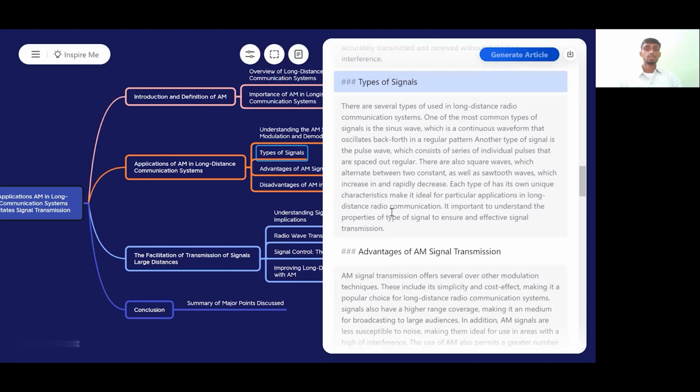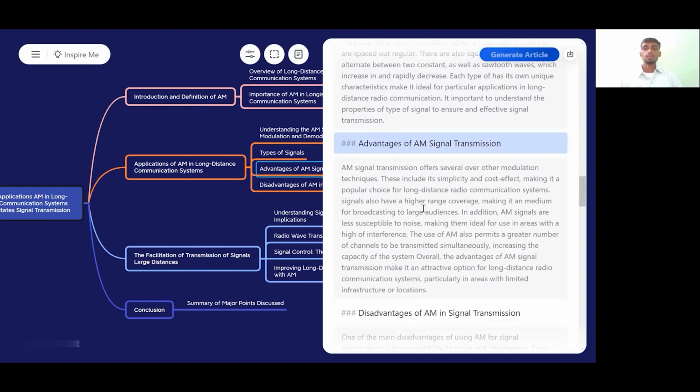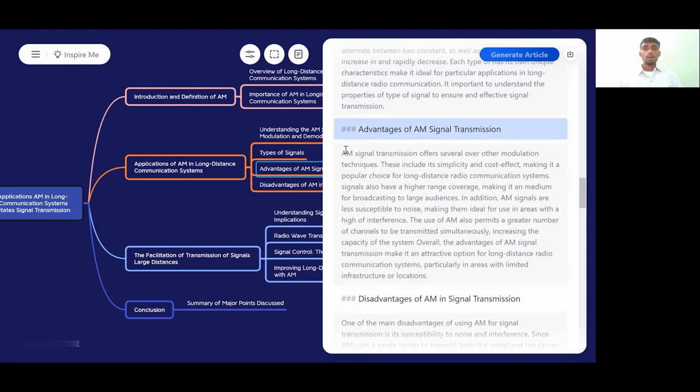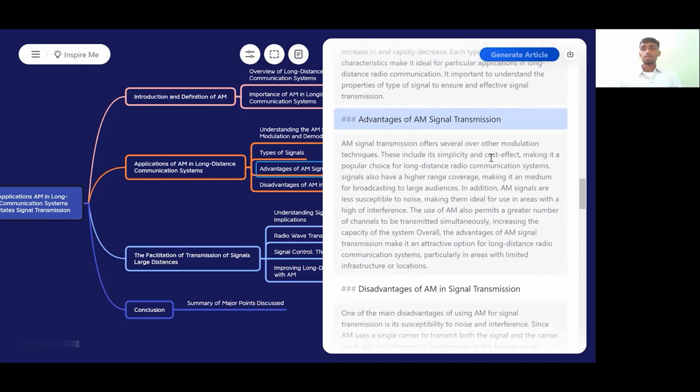effective signal transmission. Now I am going to explain the advantages and disadvantages of AM signal transmission. The advantages are that AM signal transmission offers several benefits over other modulation techniques, including simplicity and cost effectiveness, making it a popular choice for long distance radio communication systems. It also has higher range coverage, making it an ideal medium for broadcasting to large audiences.